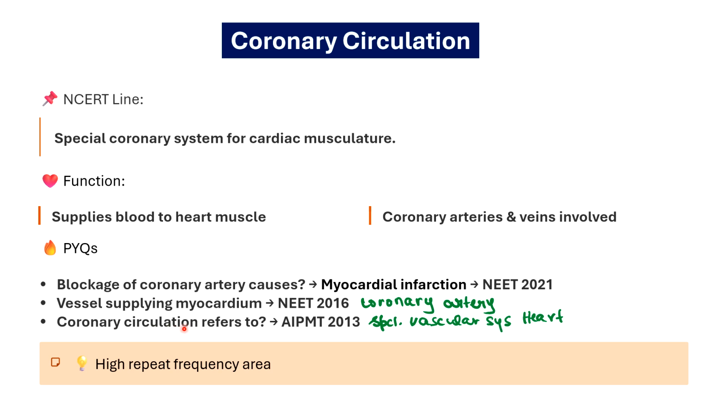Is that clear? Now, PYQs, if you see, come from this. The coronary circulation, what does it refer to? Special vascular system of the heart. What is the vessel supplying the myocardium? Different choices would be there, and the answer would be the coronary artery. Blockage of the coronary artery causes myocardial infarction, which came in NEET 2021. I hope you're clear with this now.